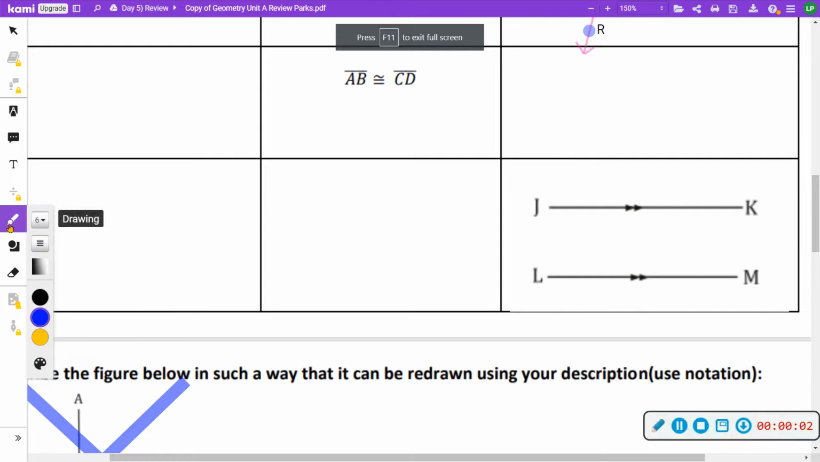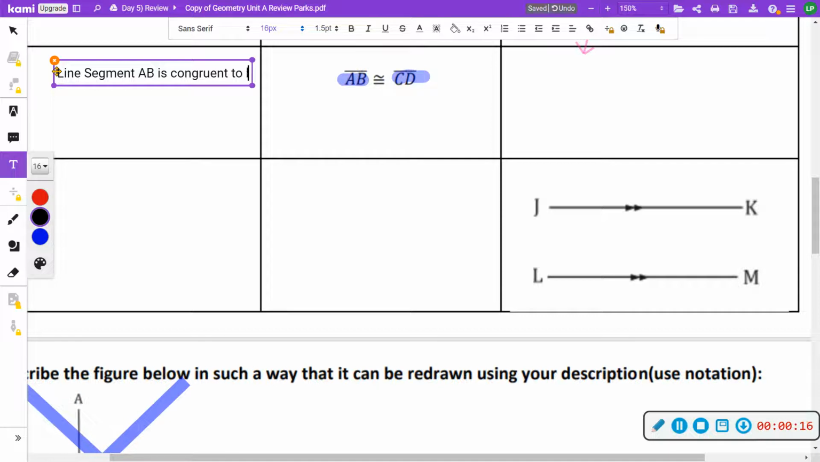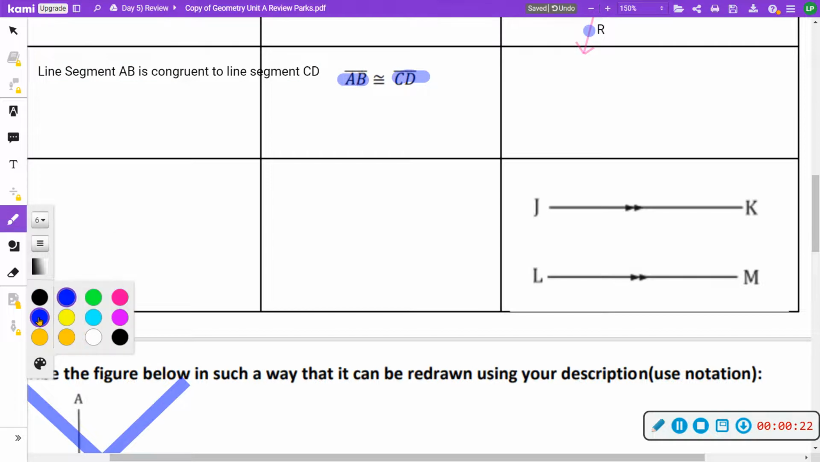All right, here I have AB, that's a line segment. We call that congruent. It's congruent to line segment CD. So the way I would type that out, I'd say line segment AB is congruent to line segment CD. What does that picture look like? Notice none of these share the same letters.